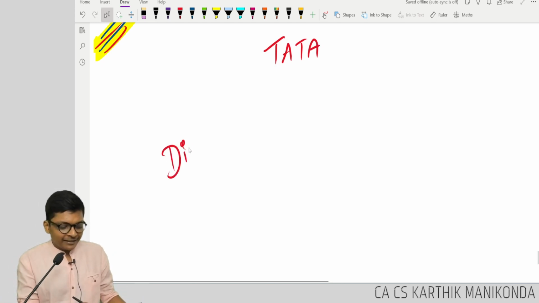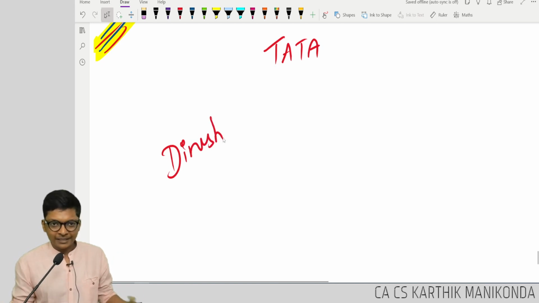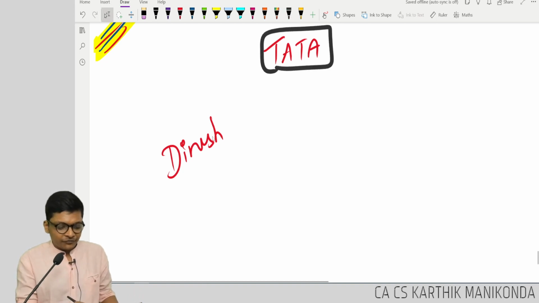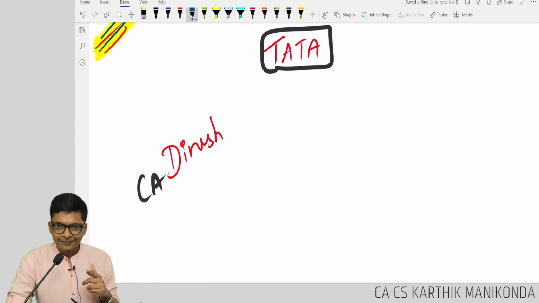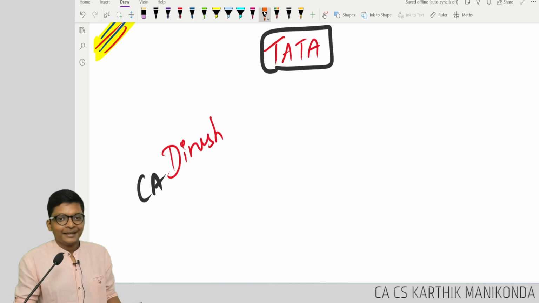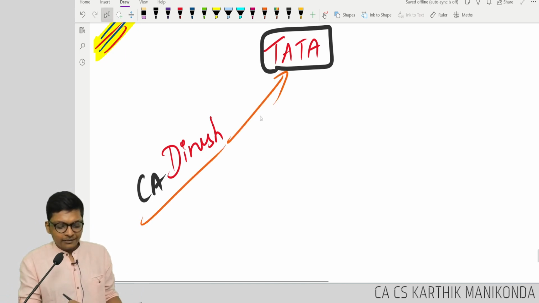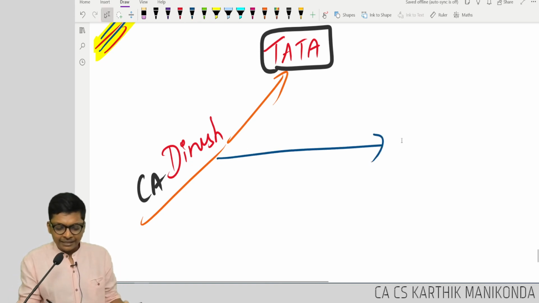Yes, Dinesh, do you have any siblings? Brother, sister? Younger brother. Okay. So we'll take Dinesh's example. Dinesh finished CA. Younger brother, how many years younger? 2 years younger. Is he into CA? No. Escaped. Okay. Now, CA Dinesh invested in Tata and received shares. He is going to get dividend from Tata, guys. Dinesh has a younger brother.